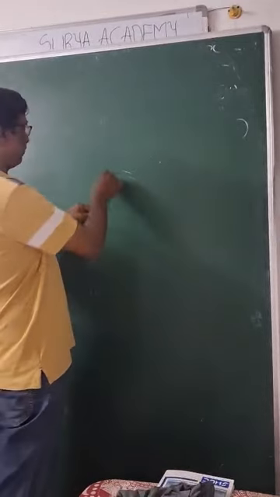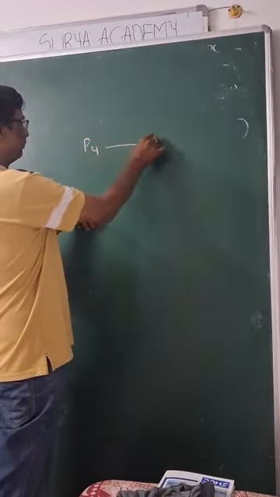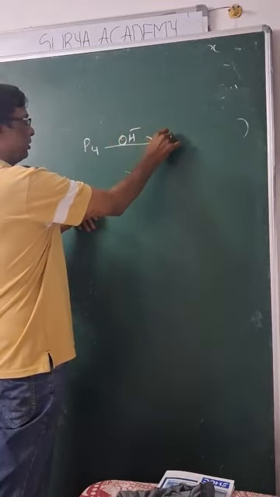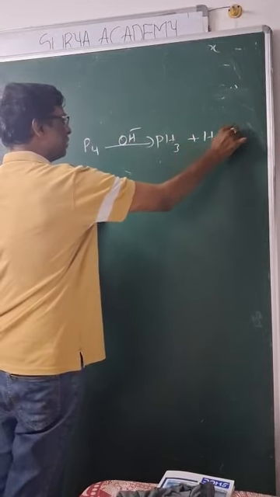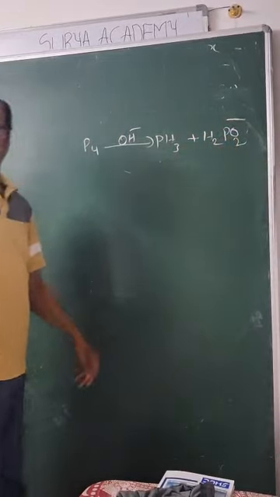Similarly, all of you work this out. I give 2 minutes time. OH minus, P4 gives PH3, H2PO2 minus. It is also basic medium.